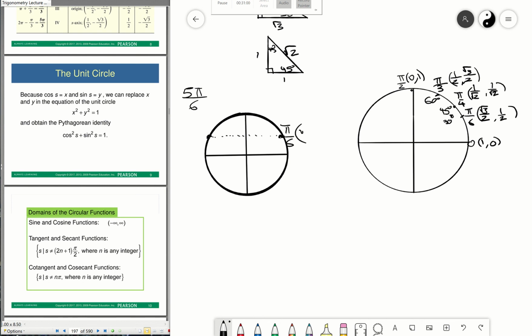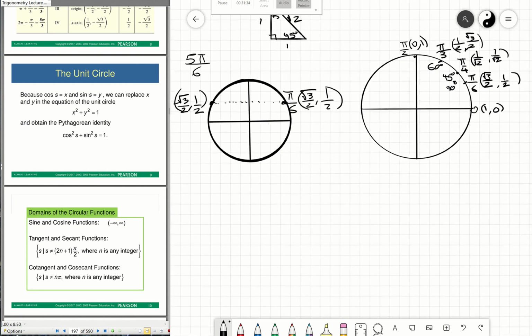And we know the values for that, square root of 3 over 2 and 1/2. So all we have to do to get the coordinates for 5 pi over 6 is adjust the signs. Because in this quadrant, which is the second quadrant, the x values are negative, the square root of 3 over 2 is going to become negative square root of 3 over 2. And the y value remains positive and the same, so 1/2.